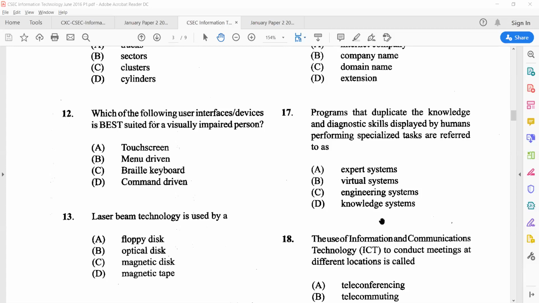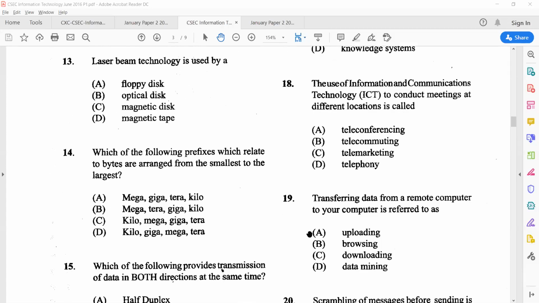All right. Virtual system, when you speak of a virtual system, you're referring to a system that simulates the real world. A knowledge system would be a system where you have a lot of information for searching and learning. So the answer for 17 is A. All right. Let's move on to 18.